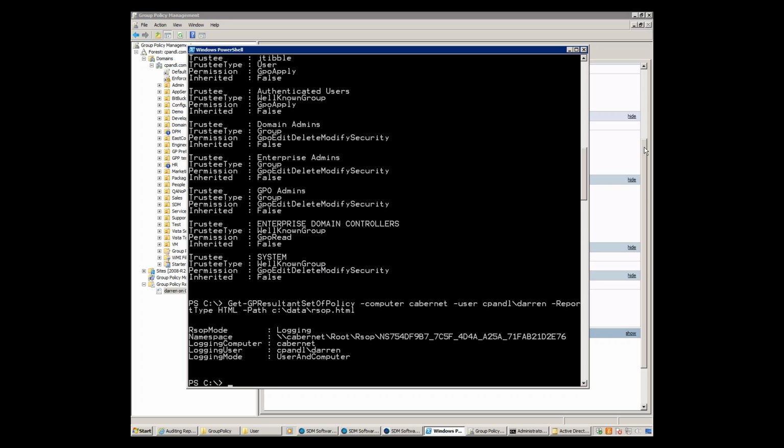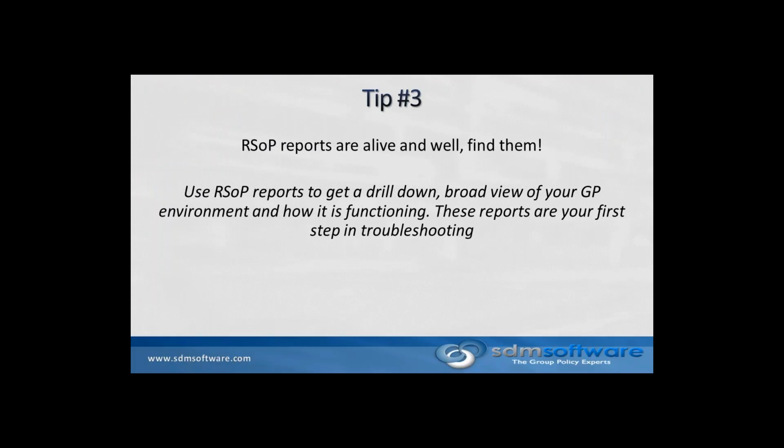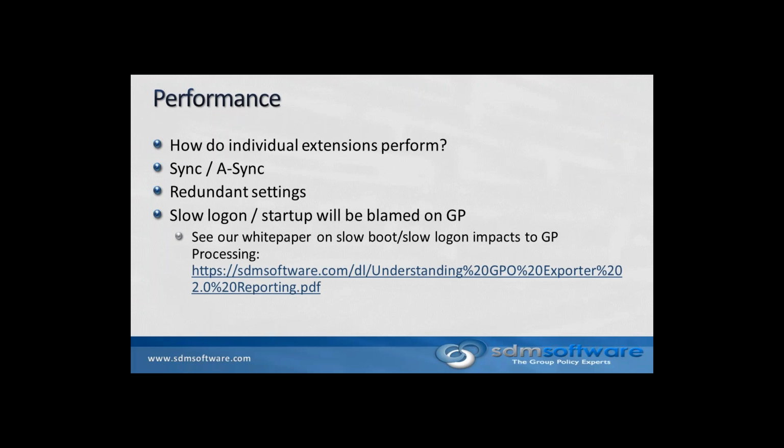So what's the tip? The tip is RSOP reports are alive and well, and you definitely should consider them your first line of defense in terms of trying to figure out where problems reside. Yeah, there is just so much good data in those reports, and one of the pieces leads us to this fourth area, which is performance.